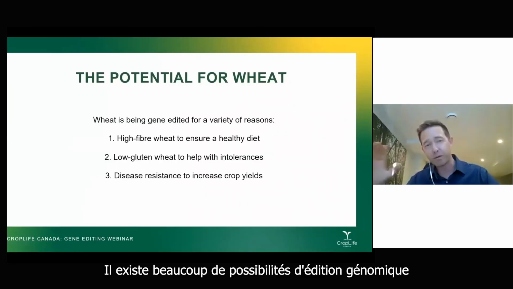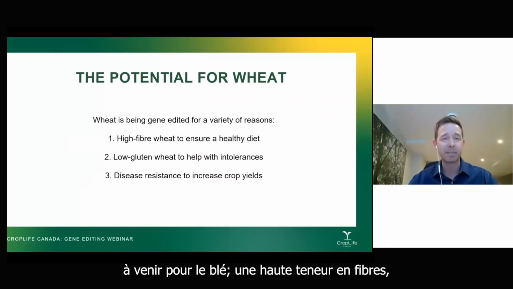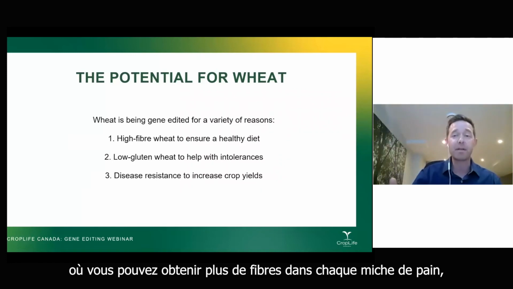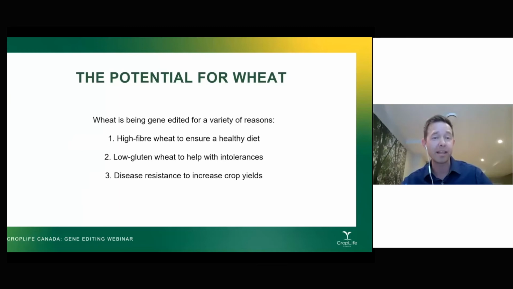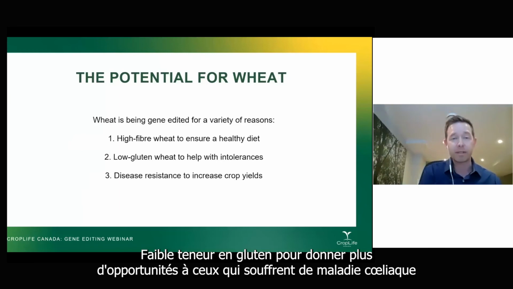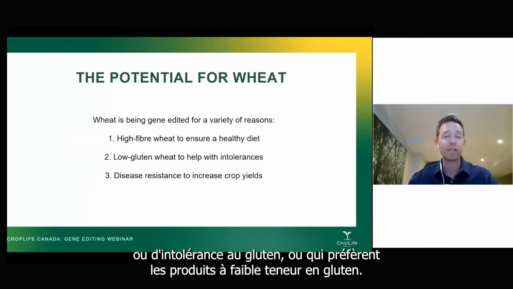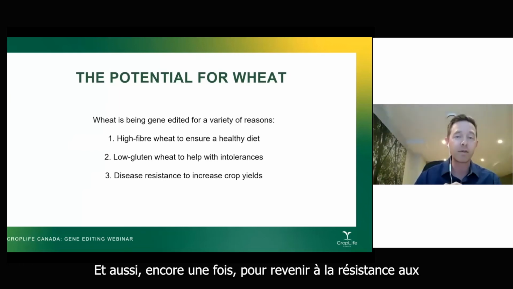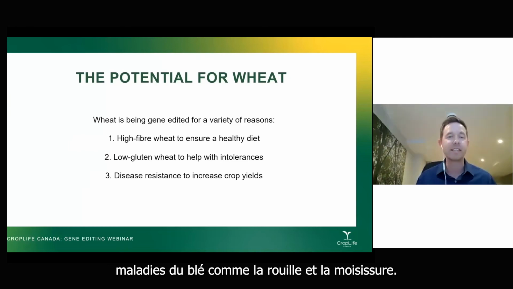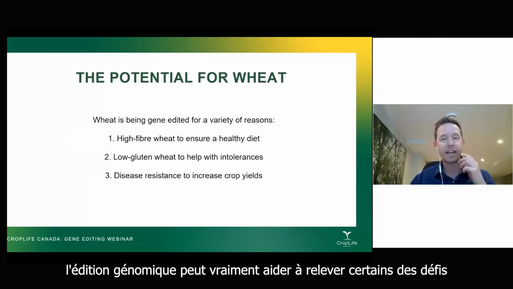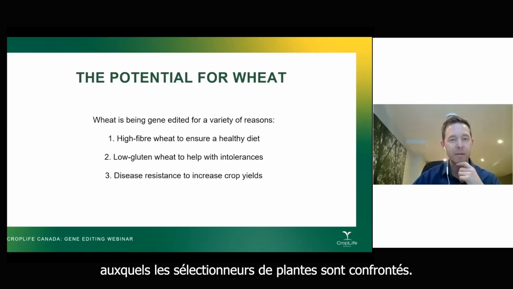But there's a lot of really cool gene editing possibilities coming for wheat. High fiber, so you can get more fiber in every loaf of bread. Low gluten to give more opportunities for those with celiac or gluten intolerances or market preferences toward low gluten. And also, again, back to that disease resistance piece. We're fighting a number of diseases in wheat like stem rust and mildew and things of that nature. And gene editing can really help address some of the challenges that plant breeders are facing in wheat.